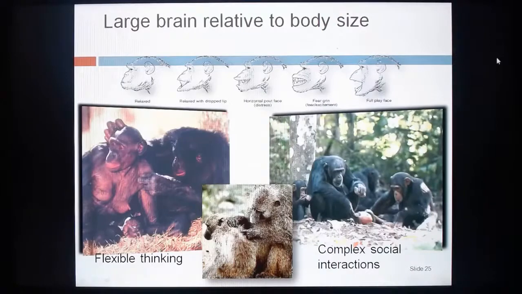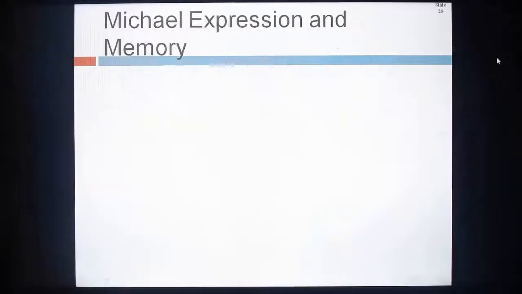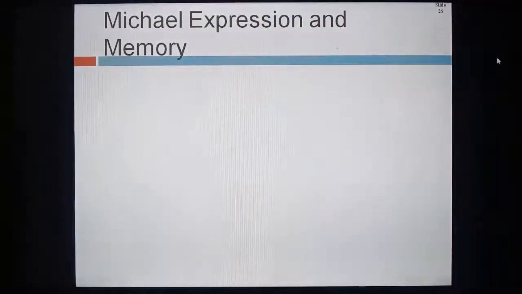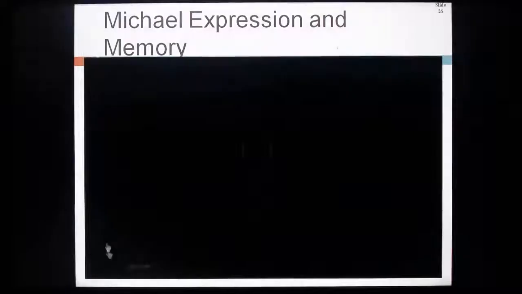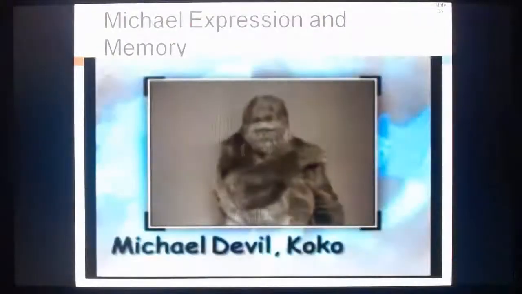Now at this point, apes can also deceive other apes. But this is the purpose, the key purpose of the larger brain for primates and in us as primates. Now let's look at Michael.